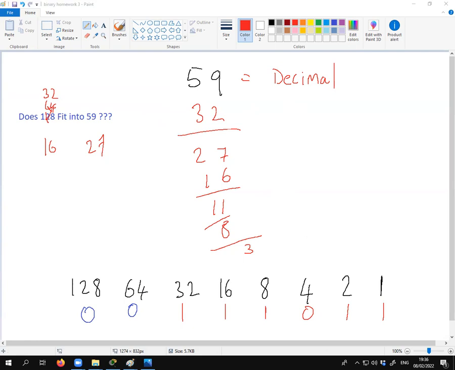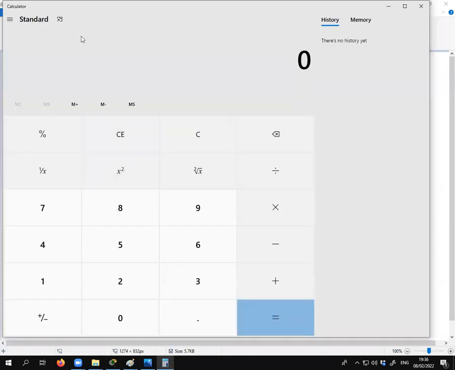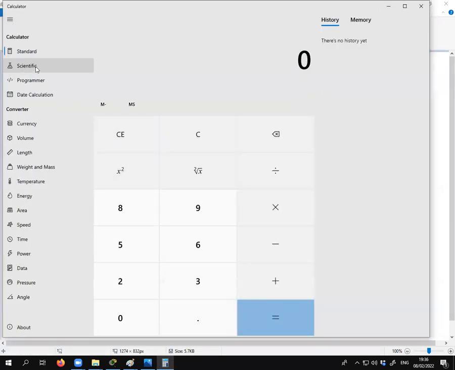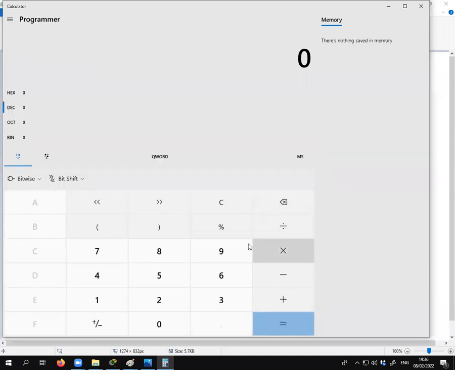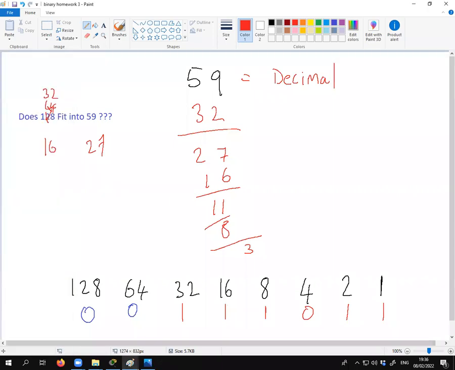Does that make sense, guys? There's a calculator you can use as well. Programmer. And you can say 59, and it gives the binary equivalent of 0011 1011. So always have that table, especially if you're new to this. Always use that table.